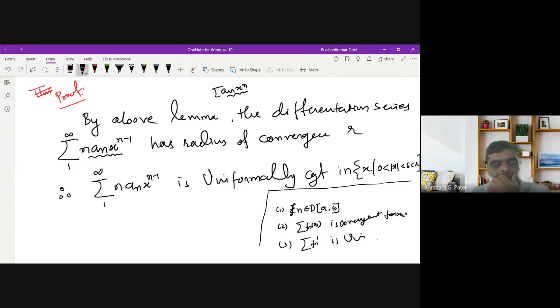And this series an x raised to n satisfies all these three conditions. The last condition we have already done. We have already stated that n into an x raised to n minus 1, which is the derivative series, is uniformly convergent. So the third condition is satisfied. The first condition is also satisfied because an x raised to n is differentiable. The second condition is also satisfied because for some point the series has to be convergent. In particular, it is convergent for all points which are less than R.